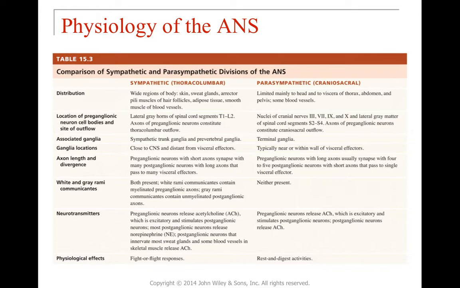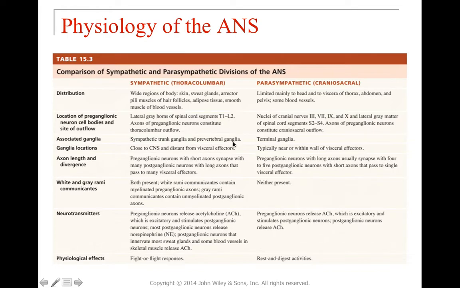Now, the sympathetic preganglionic neurons are going to be found in the lateral gray horns of the spinal segments T1 to L2, whereas the parasympathetic are going to be found on opposite sides of that. Remember we looked at the blue lines versus the red lines? The red lines came out of cranial nerves 3, 7, 9, and 10, and then also in the spinal cord segments S2 through S4.